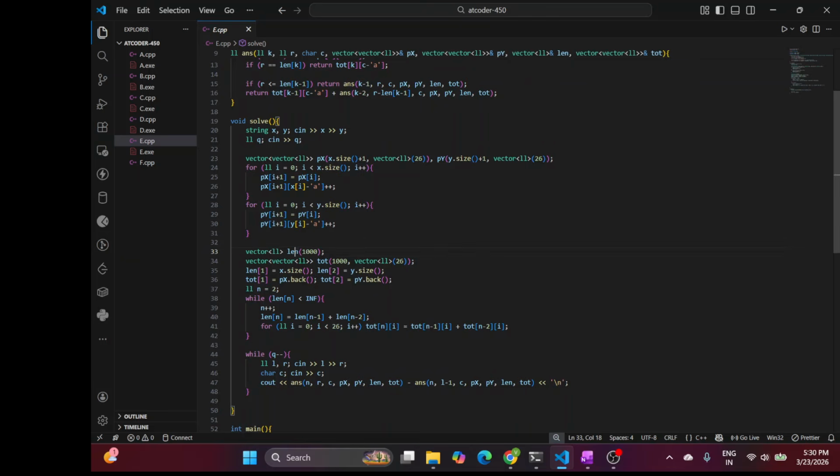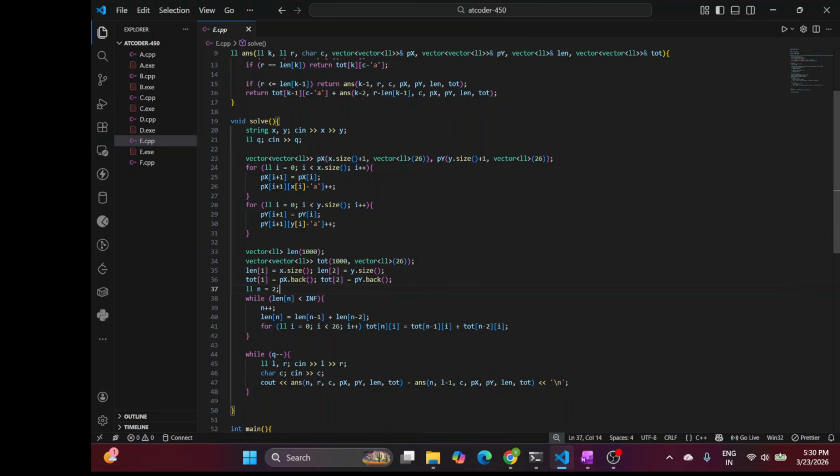Then we are making a length array, and I've just done it up to 1,000 characters for safety, but we know we don't really need 1,000 characters and we can't even store that big of a value, right? Our first value for length is the size of x and the second value is the size of y. Total is basically the count of that specific character for this string, right? The total count of this character for the specific string. So for the first string, it is the last value of the prefix count of x, and for the second it is the last value of the prefix count of y.